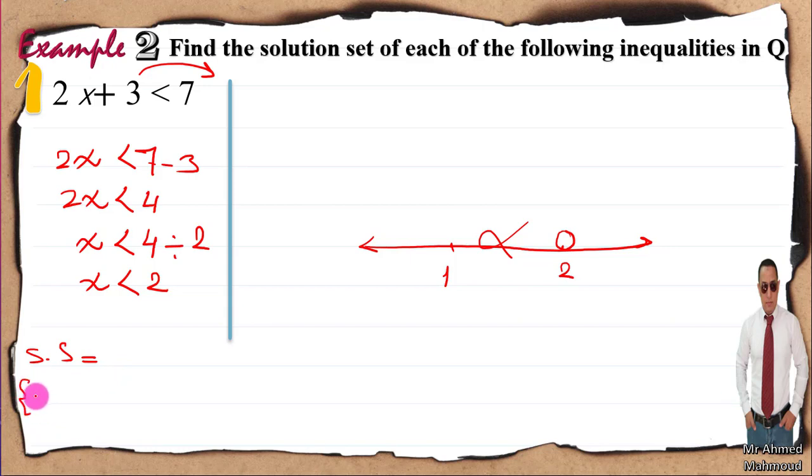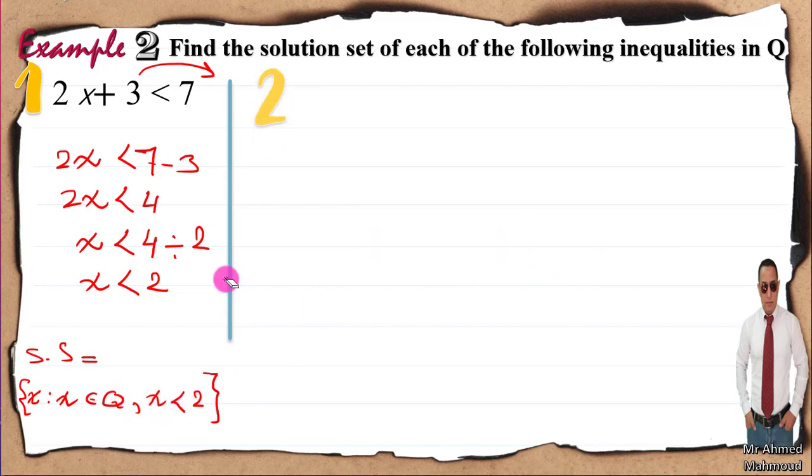You are going to write x such that x belongs to Q. This is a stable statement in every solution set in Q. And then a comma, and write x smaller than 2. This will be different from one example to another. Okay, another example.